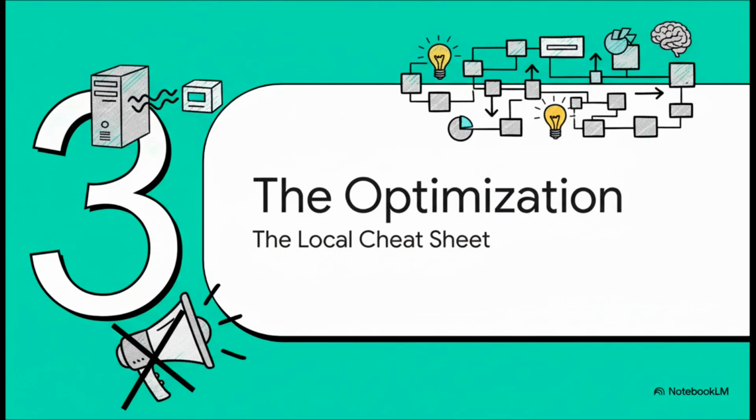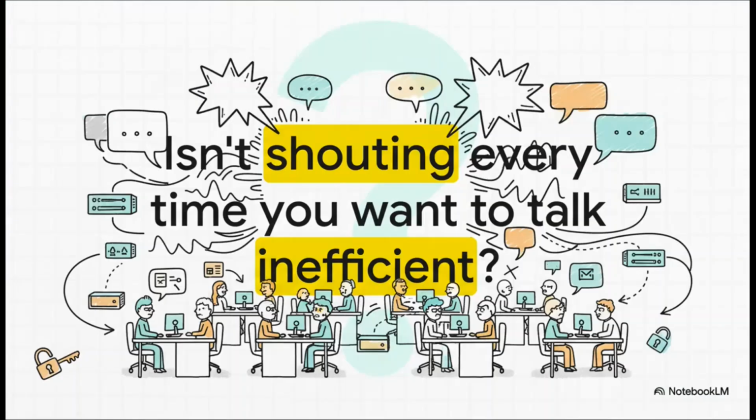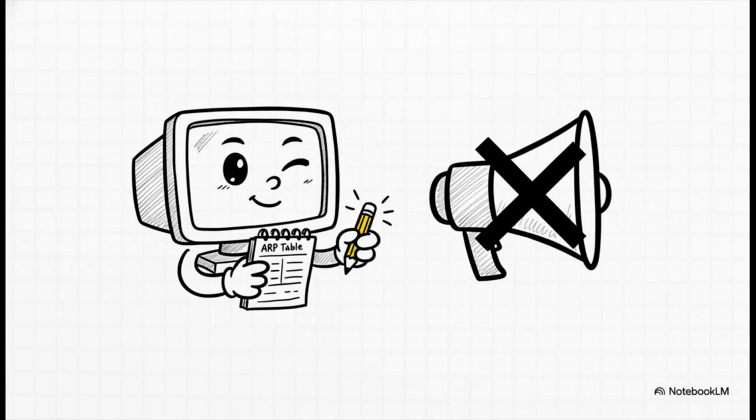But this brings up a new question. Isn't shouting all the time just a little bit inefficient? And that brings us to the next brilliant step, the optimization. I mean, think about it in human terms. If you were in a big office, would you stand up and yell someone's name across the entire floor every single time you wanted to ask them a question? Of course not. It's disruptive, it's slow, and it just creates a ton of noise for everyone else trying to work. So computers do the smart thing.